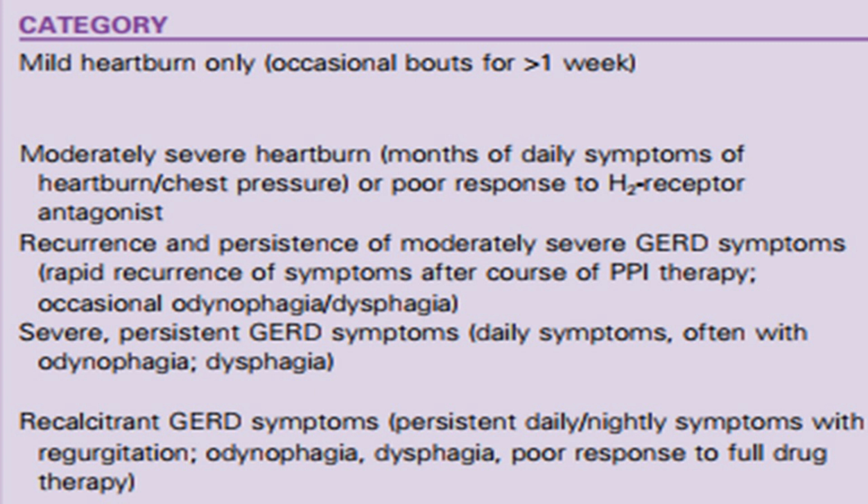The second is moderately severe heartburn or poor response to receptor antagonist. Single-dose PPIs for less than 6 weeks is the recommended treatment. Then recurrence and persistence of moderately severe GERD symptoms, where the recommended treatments include gastroenterology referral, endoscopy, and biopsy of the esophageal gastric junction for Barrett's metaplasia. Recurrent cases need PPI therapy.